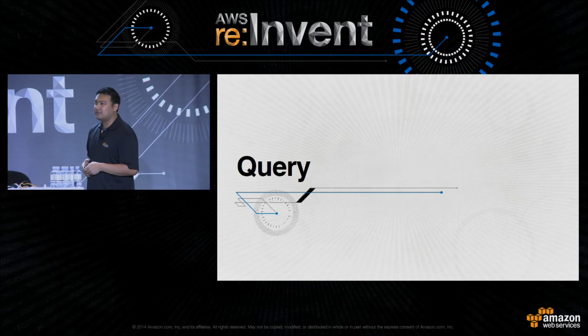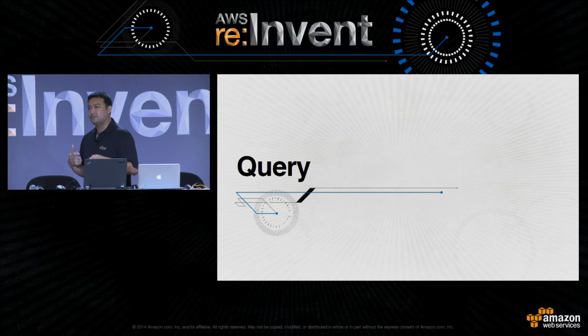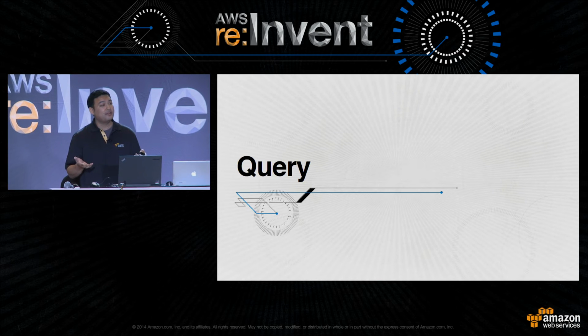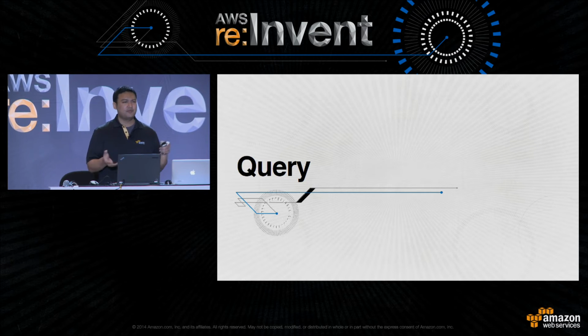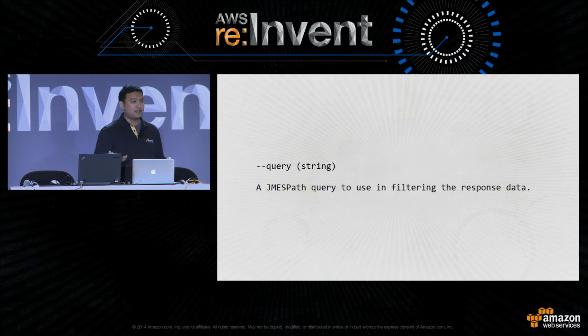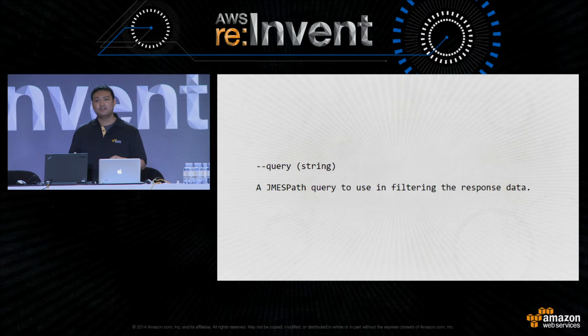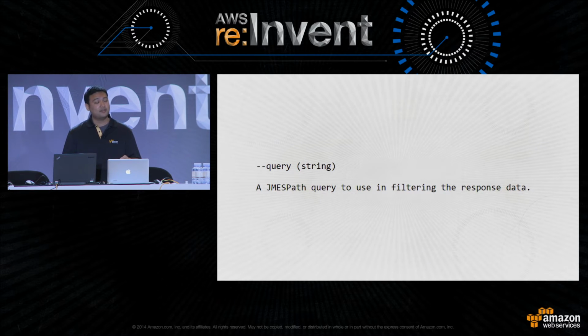Now, the next thing that I want to talk about is query. One of the most common things you might do in the CLI is run a command, and then you'll get a response back, but you only want a subset of that data. And so existing CLI users have hopefully seen this query option. We're going to cover some of the new things we've added. We've added a lot of capabilities that give you a lot more control over the data that you want.